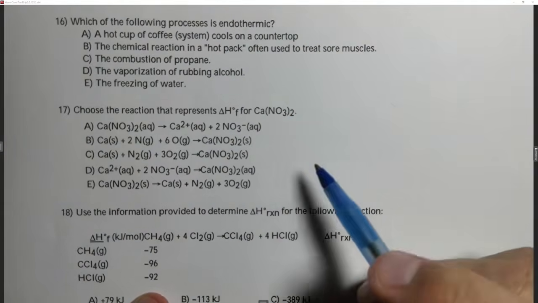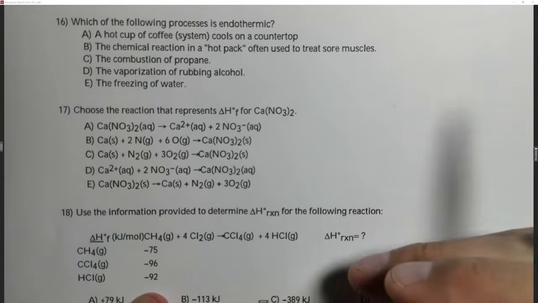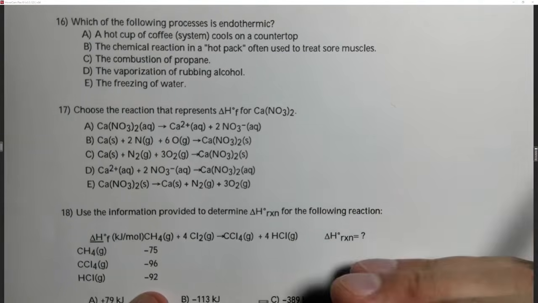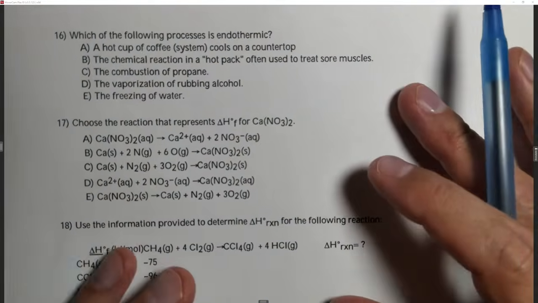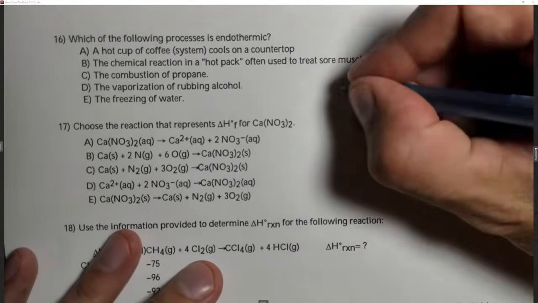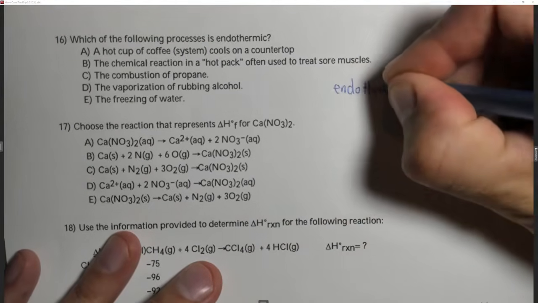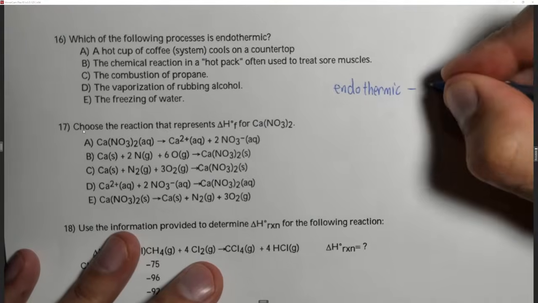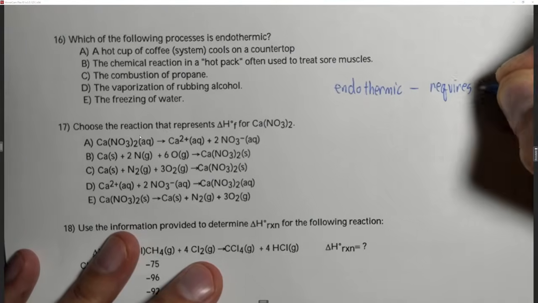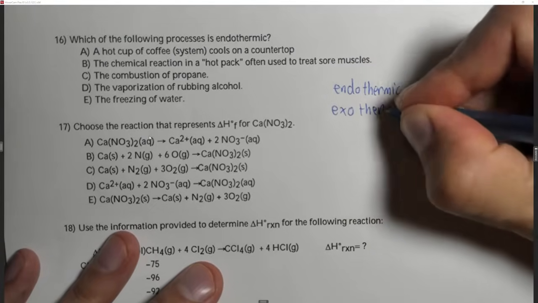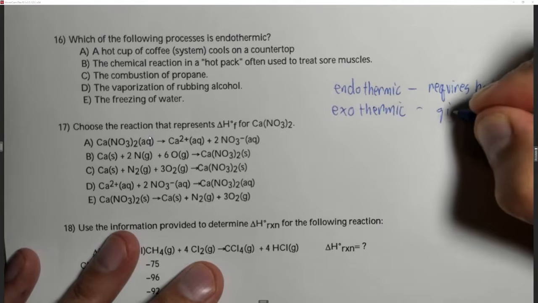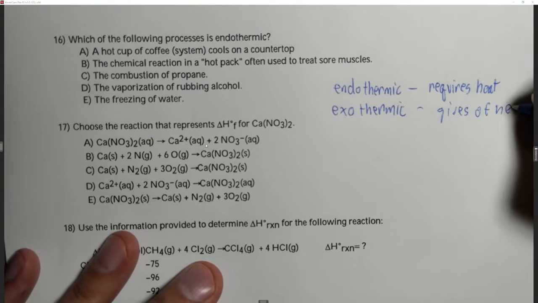So in question 12, we talked about Q in terms of gaining or losing heat. So Q being positive means the system gains heat and feels cold, and Q being negative means the system releases heat and feels hot. Well, endothermic and exothermic are related to Q, or heat energy. So endothermic requires heat energy to happen. And exothermic gives off heat when it happens.